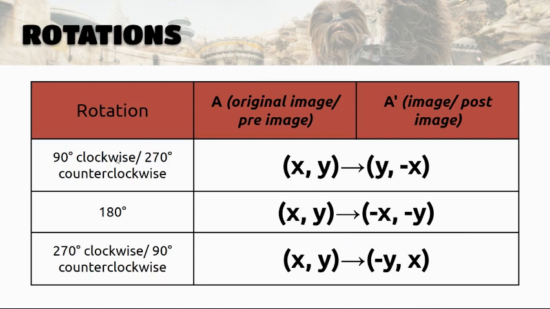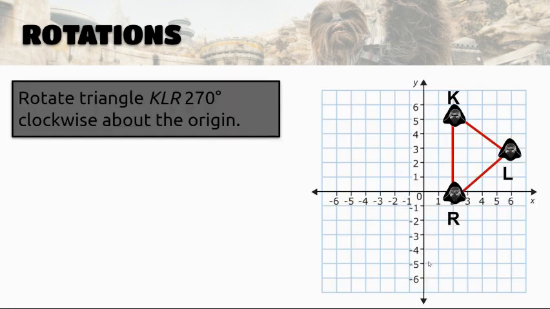Okay, here are the rules if you do want to memorize the rule. So a 90-degree clockwise rotation, which is the same thing as 270 counterclockwise, means that (x, y) becomes (y, -x). This is the original image, pre-image, to the A prime image, post-image. 180 degrees, you just make both x and y negative. 270 clockwise is the same as 90 counterclockwise, and that becomes (-y, x). So 90 and 270, you flip x and y, and then depending on which direction you go, makes one of them negative. So let's practice doing the same rotation using the rule.